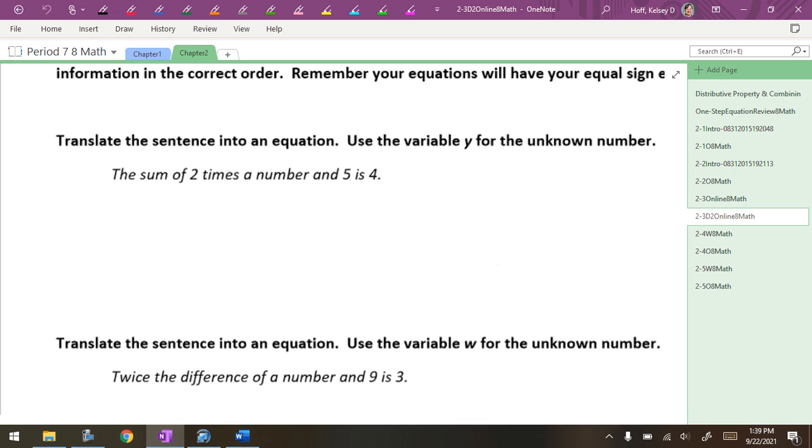All right, first one. Translate the sentence into an equation. Use the variable y for the unknown number. You guys on your own, this is just like yesterday. Write for me in an equation: the sum of 2 times a number and 5 is 4.